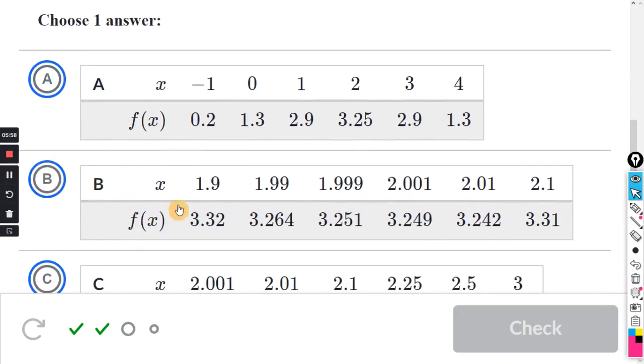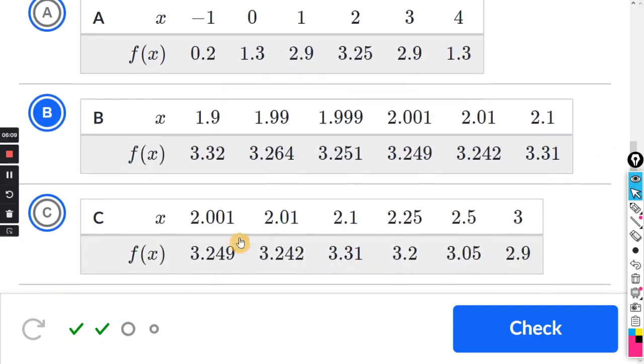Answer B, we're approaching 2. Here are the values that are less than 2. Here are the values that are greater than 2. 2 would be right here. So that's perfect. Double check answer C. These values starting from 3 are getting closer and closer to 2, going this way, but it's only one direction. They don't have the ones less than 2. So B is best.